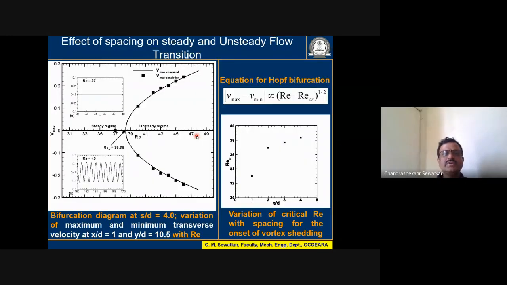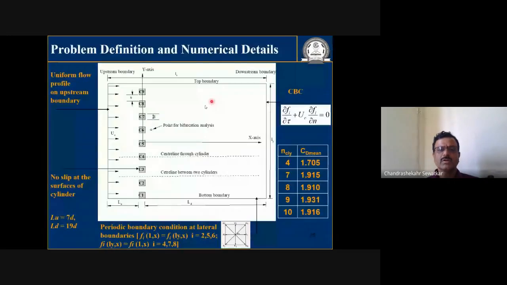To begin with, we tried to understand the effect of spacing on steady and unsteady flow. What I mean is, when the flow is occurring around the body, we consider a certain point and we try to track the velocity at this point. If this velocity does not change with respect to time, it means my flow is steady. If it changes with respect to time, my flow is unsteady. Where the transition from steady to unsteady occurs, we have tried to understand through a bifurcation analysis.